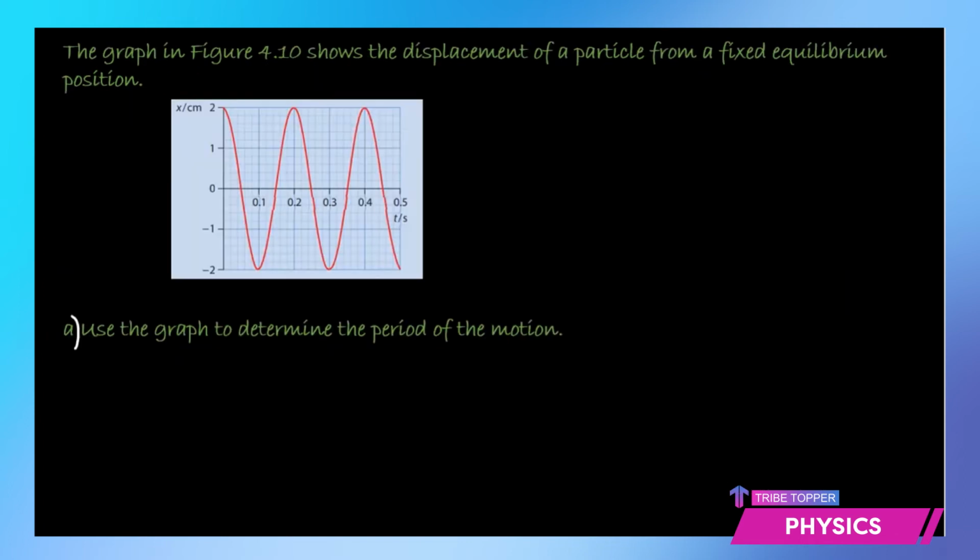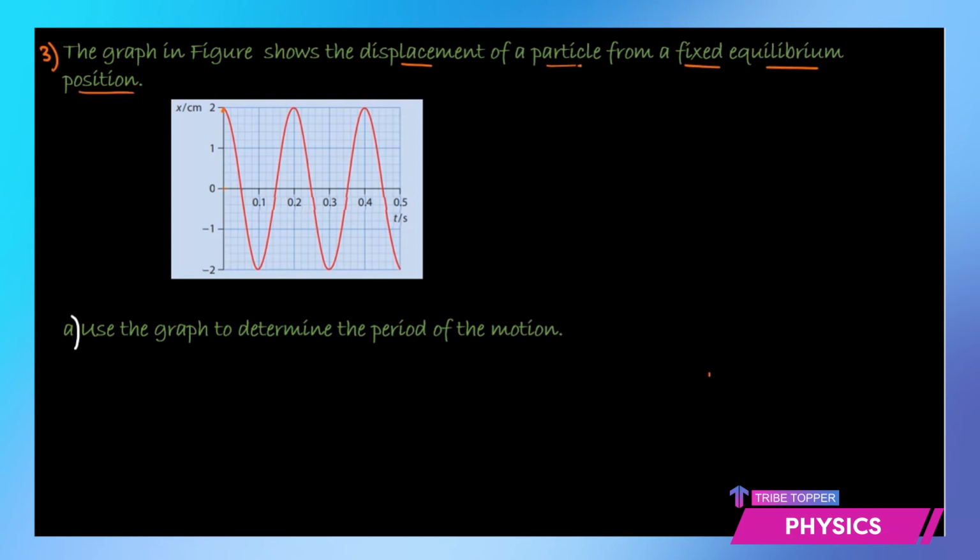Okay, we move on to our third problem, which says that the graph in the figure shows the displacement of a particle from a fixed equilibrium position. So with time, this is the displacement of a particle. So we have a graph here which is showing the displacement of a particle from a fixed equilibrium position. So this is your equilibrium position and the displacement at each instant. So this is a displacement versus time graph. So use this graph to determine the period of the motion. So how do we determine the period of a motion from the graph?